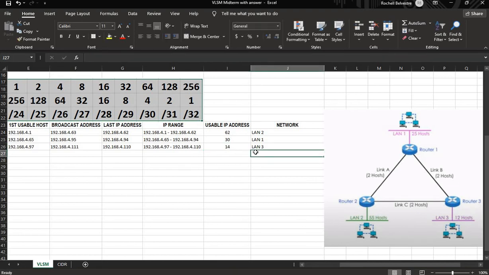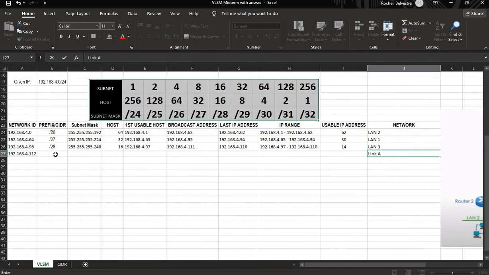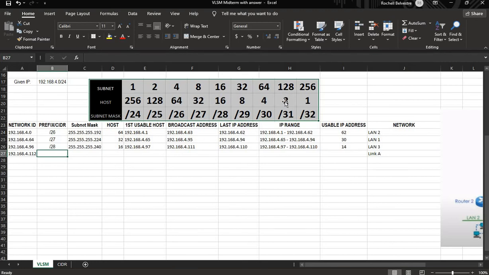So we're going to put it here, link A. We need only 2 hosts, but we're not going to use the /31, because, as we all know, we have to allocate the network ID and the broadcast address. If we use that one, we don't have enough IP addresses to allocate in link A. So we need 4. This time we need the /30.